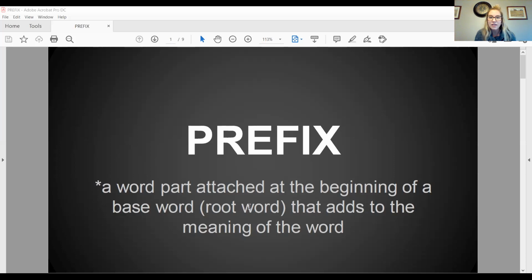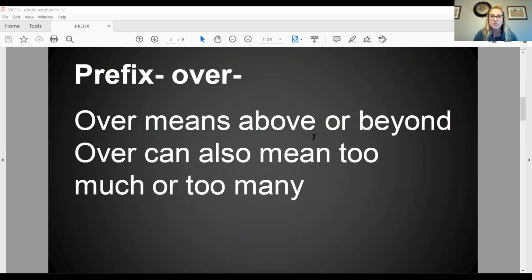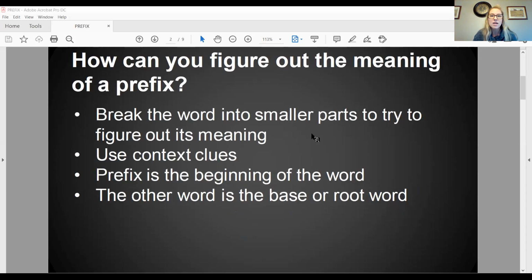And undo. If I'm going to undo my shoelace, untie is another one. Okay, so let's take a look. Oops, sorry about that. At the next slide here.